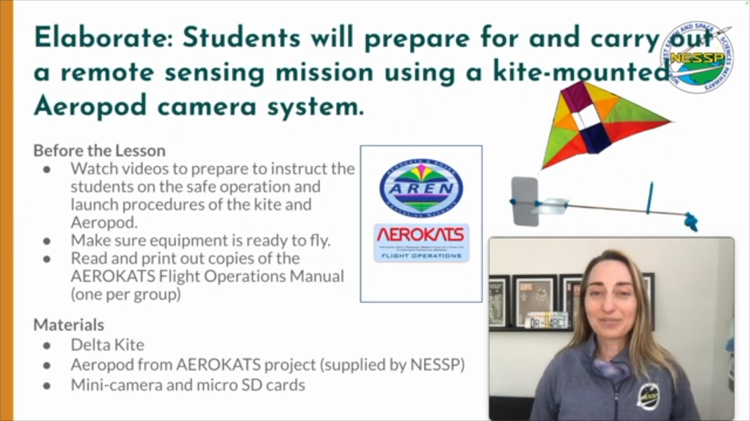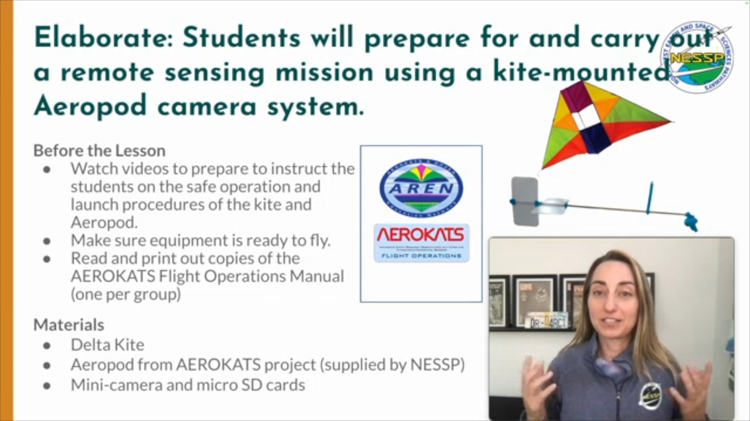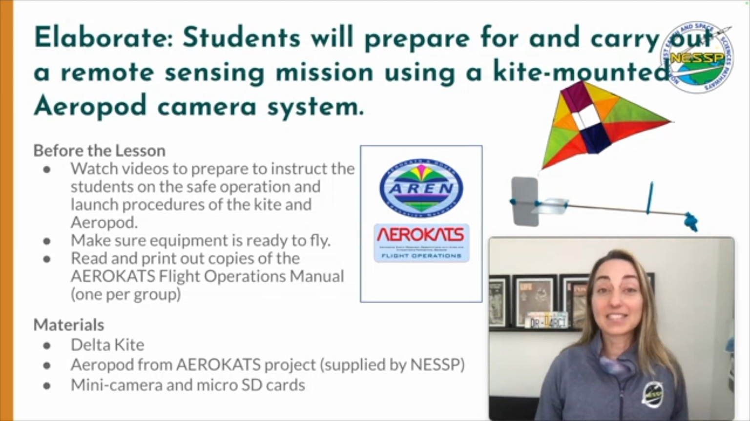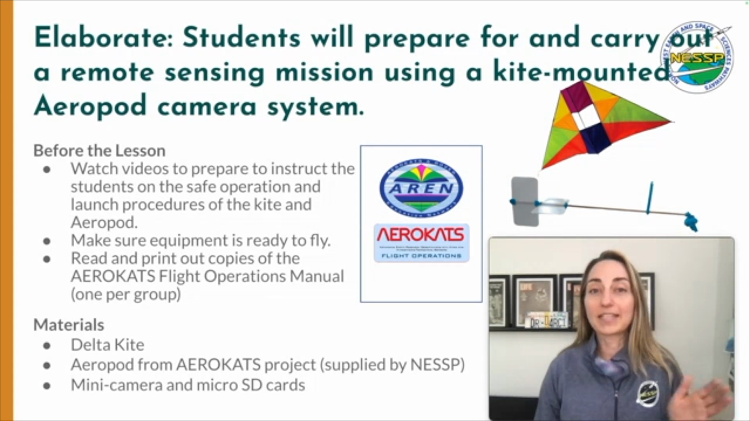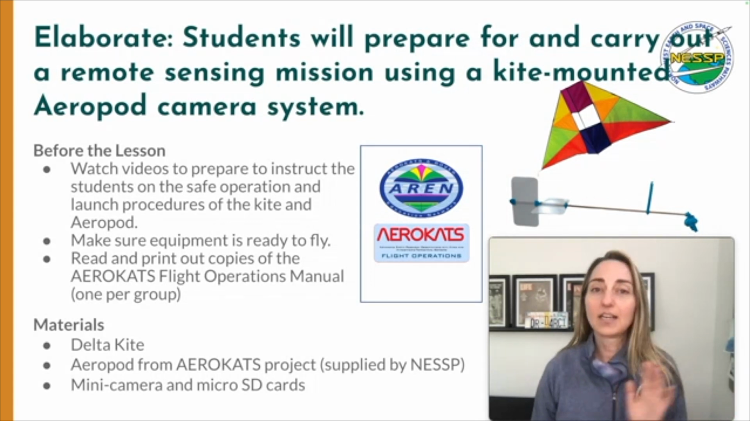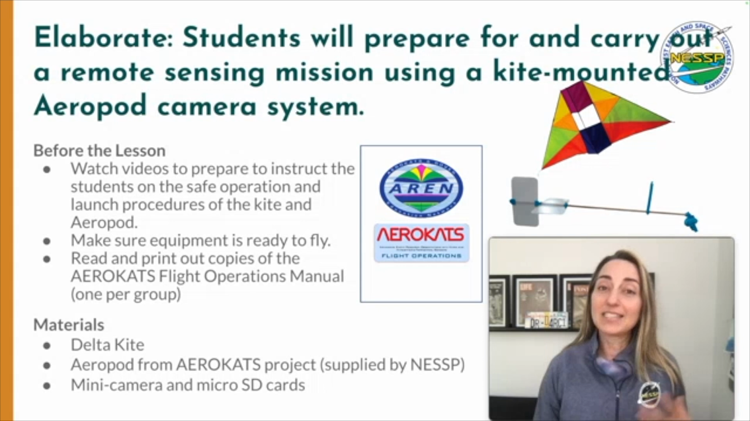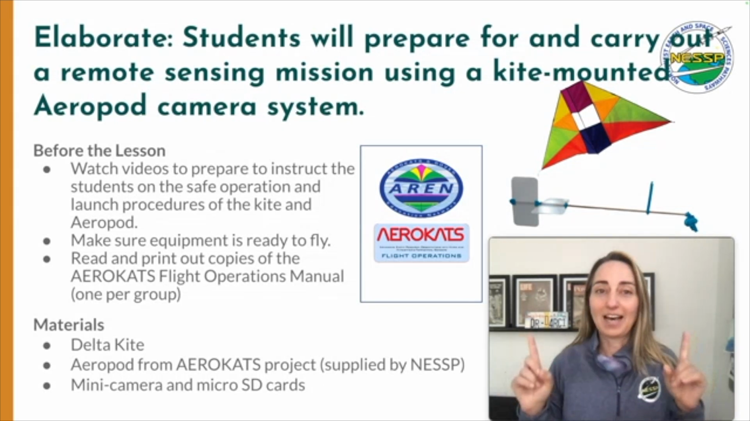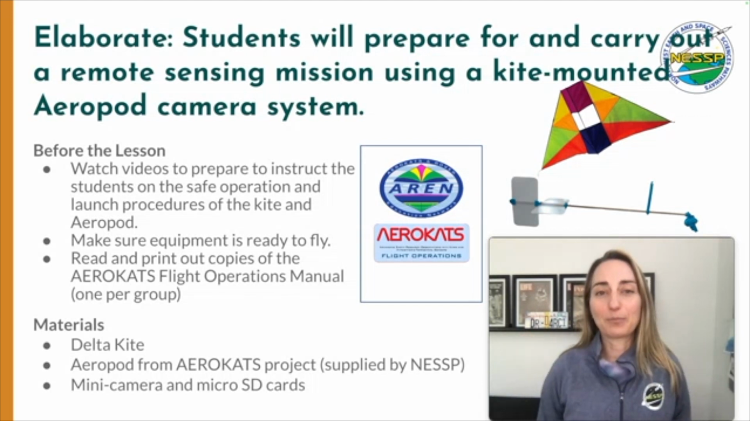Okay, now we get to the really fun part of the lesson, which is the Elaborate section. This year, we've partnered with another NASA science activation team called the AERON Project, which stands for AeroCats and Rover Education Network. They've developed a patented NASA technology that allows students to conduct real remote sensing missions using kites and a payload called an aeropod.